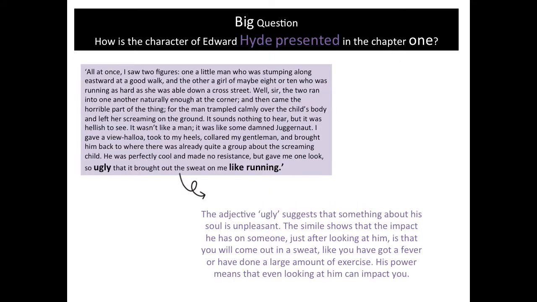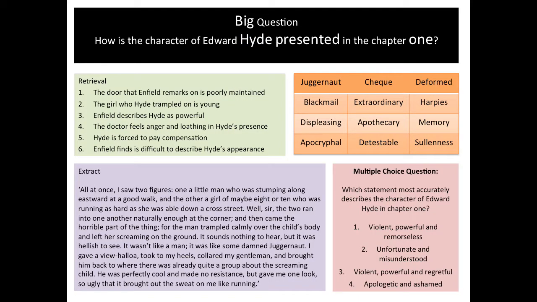which would make him a huge danger to society. And then the last bit, the idea that the person speaking talks about how ugly he is, and the fact that it brings out a real sweat in him, suggests that he's not just ugly to look at. Something about his personality and his character is ugly. It's unpleasant. There's danger there.